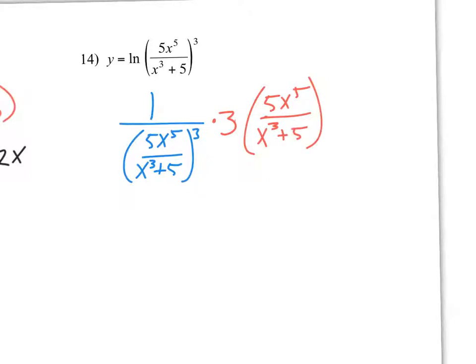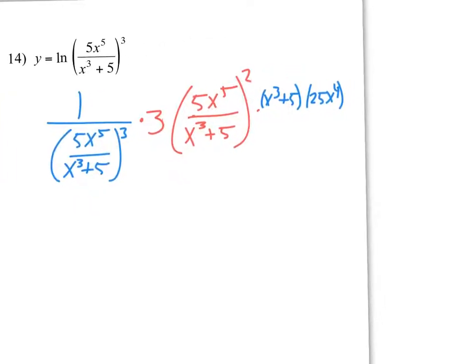This is actually a little bit helpful for us. And then I can do my quotient rule. So we've got the bottom, x to the third plus 5 times the derivative of the top, which is going to be 25x to the fourth, minus the top, 5x to the 5 times the derivative of the bottom, 3x squared, over x cubed plus 5 squared.